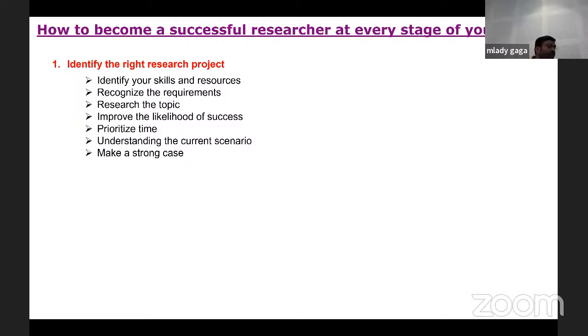You should identify your skill. That means what you are good at, what you like, which subject, which topic, which technique, and so on. And resources: where you will get them, if you do not know. And recognize the requirement. If you state a problem, to solve this problem, what do you need, what instrument, what infrastructure, what facilities, what collaboration. Now, out of it, you need to build the research topic.